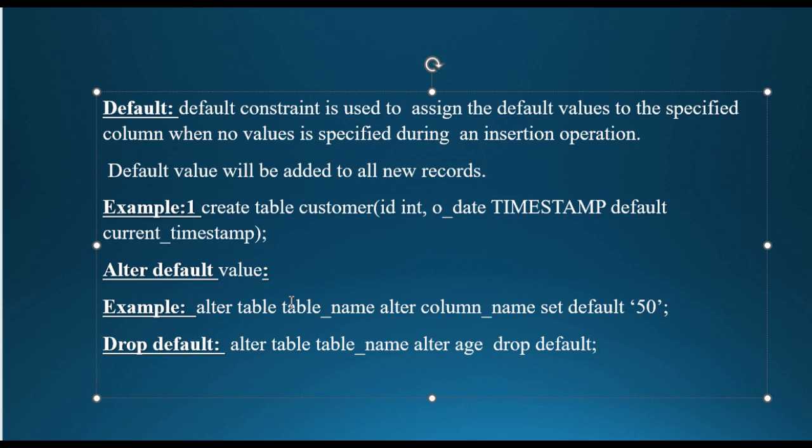If you want to modify the default value, you have to use this syntax: ALTER TABLE table name, and ALTER, then give the column name, SET DEFAULT some value. In this way we are setting the default values by using the default constraint.